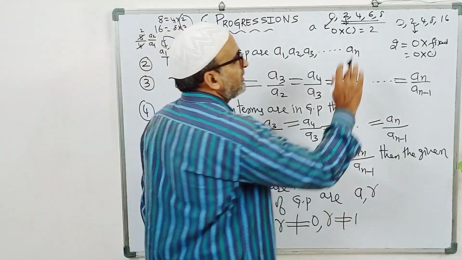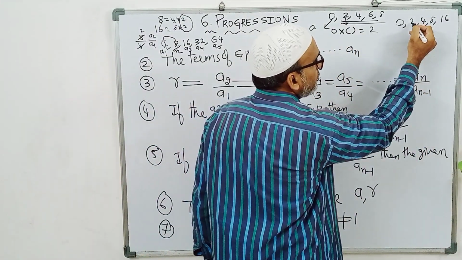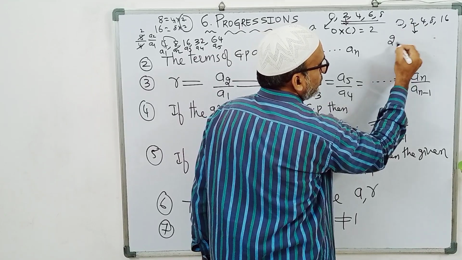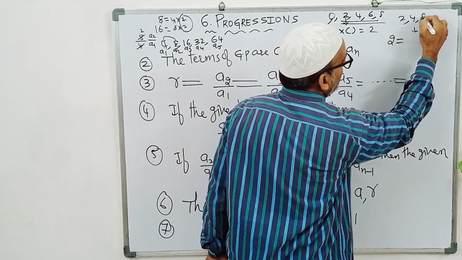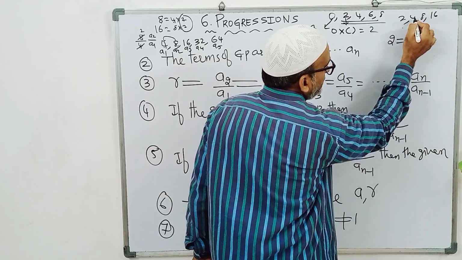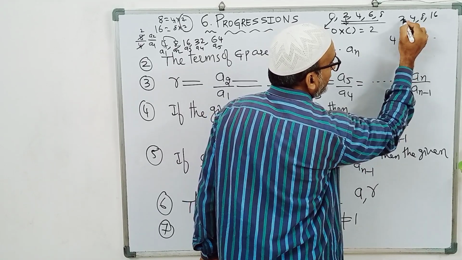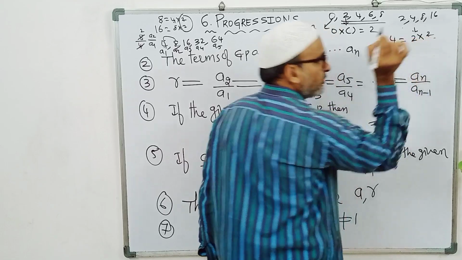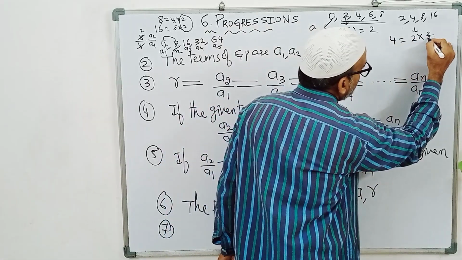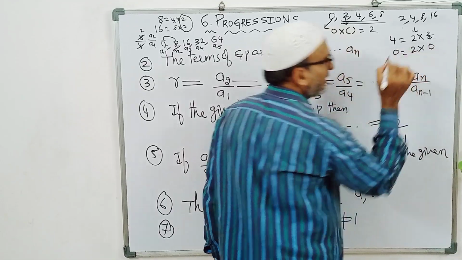Why? Because suppose the r value is 0. Take 2, 4, 8, 16. To get 4, what did I tell? Previous number 2 into one fixed number, 2 into 2, you will get 4. But suppose this fixed number is 0: 2 into 0, you get 0 only.